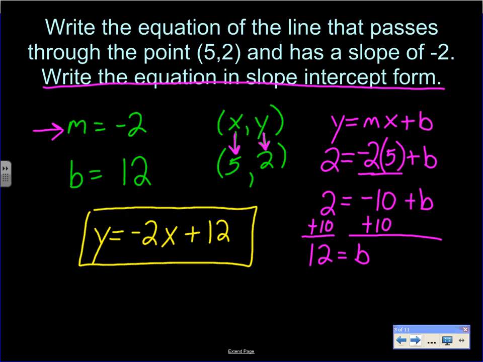We do not put this ordered pair. That ordered pair does not go into our equation because this ordered pair of (5, 2) is only one point on the line y equals -2x plus 12. And we're looking for an equation that represents every single point. So that's the reason why we have x and y in that equation.